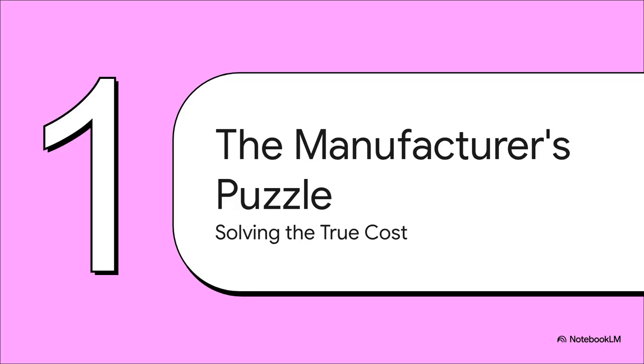And solving this puzzle means we need to break it all down. First, we have to understand the different types of costs involved. Then, we'll follow a product on its journey through the factory. And finally, we'll put all those pieces together to find that one single, all-important number.